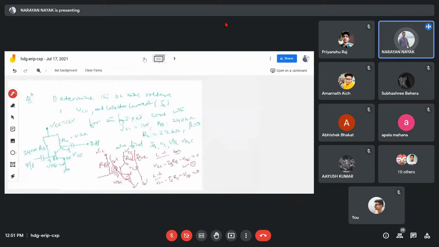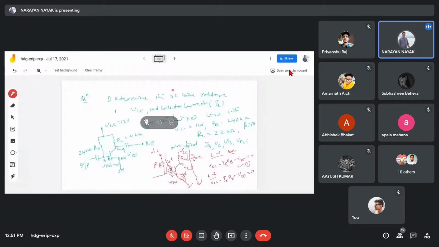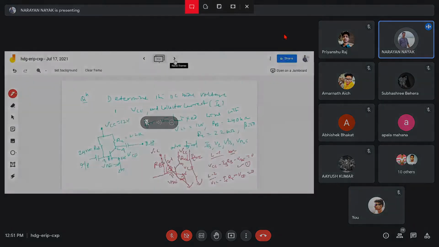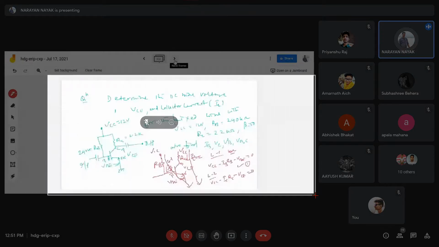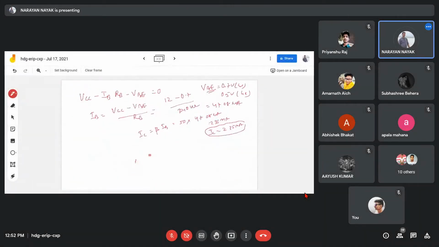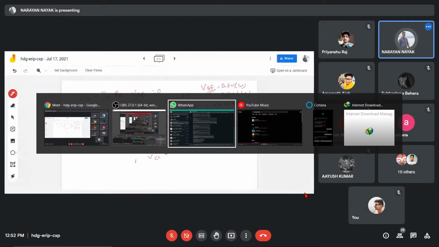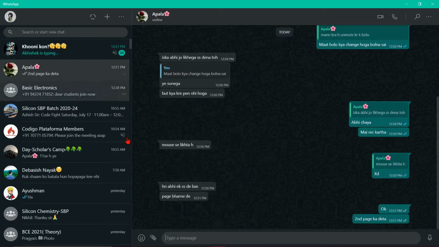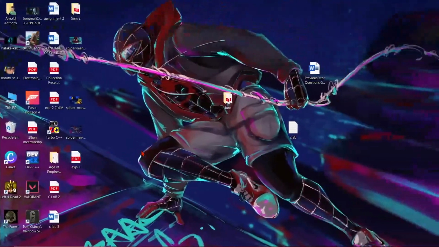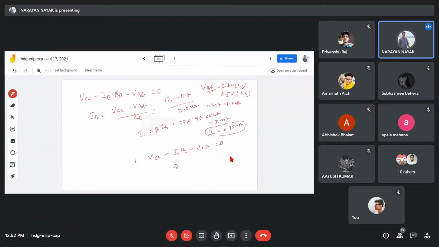The loop 2 equation is VCC minus ICRC minus VC equal to 0. So in loop 2, what do we have to calculate? We have to calculate VC. VCC minus ICRC minus VC equal to 0, which implies VC equals VCC minus ICRC.